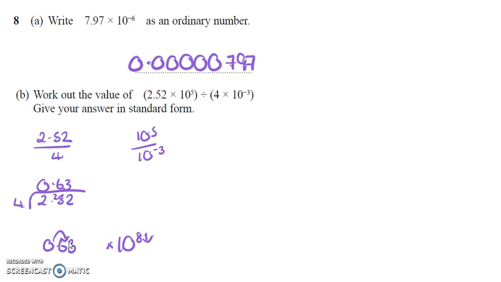Where's that 10 going to come from? Well, we're going to steal one from our 8 tens that we have lined up here. So we're going to use one of these 10s to make that 6.3, and that means we'll only have 7 left once we've used up one. So the final answer would be 6.3 times 10 to the 7, and that would give us both the marks.